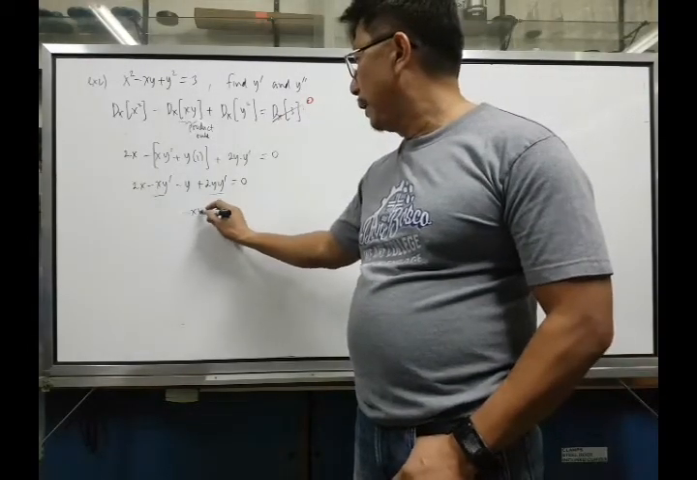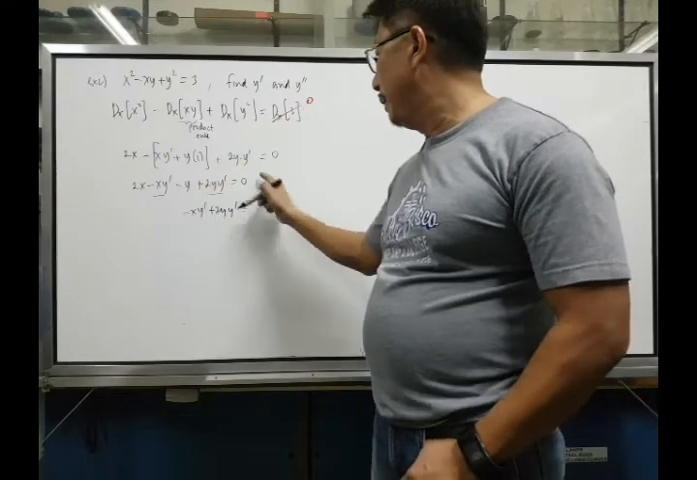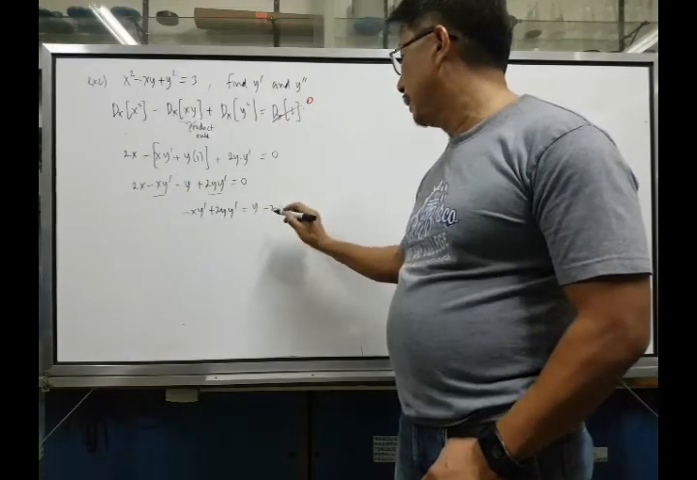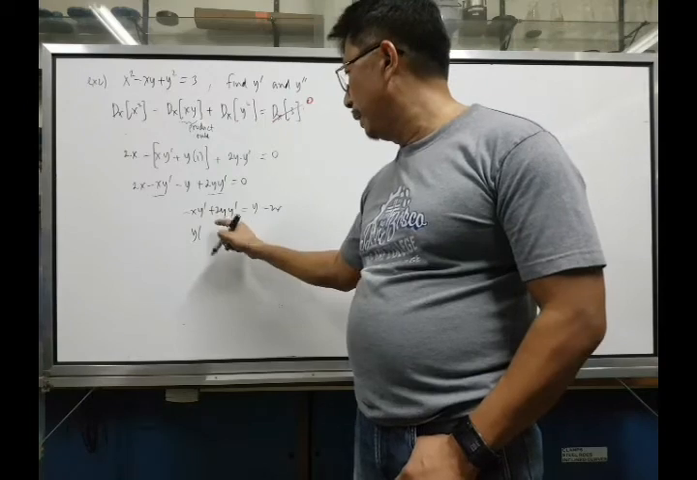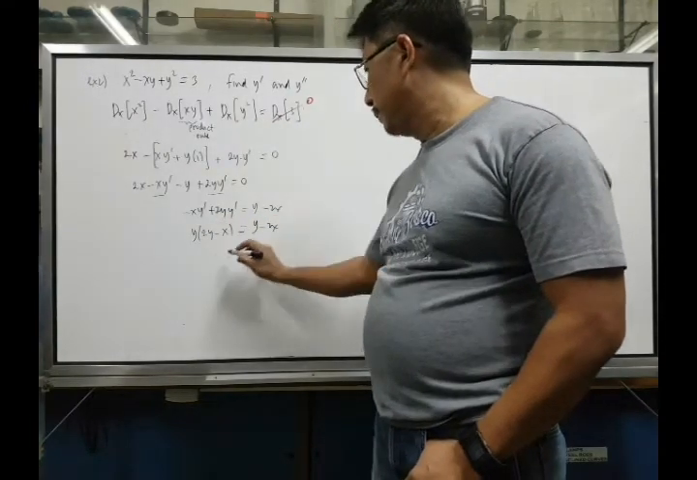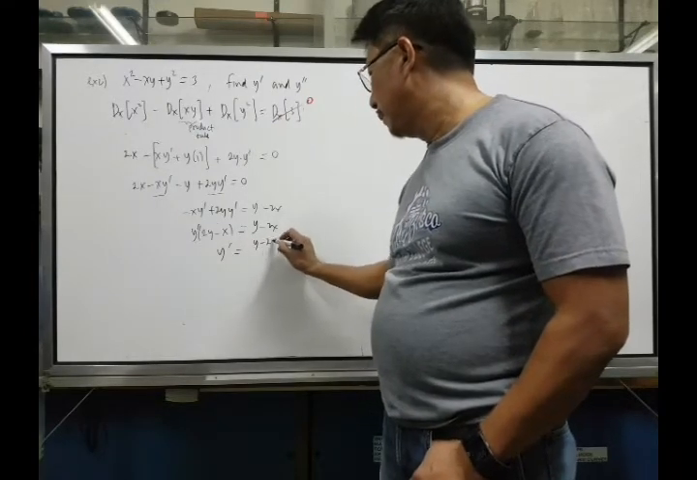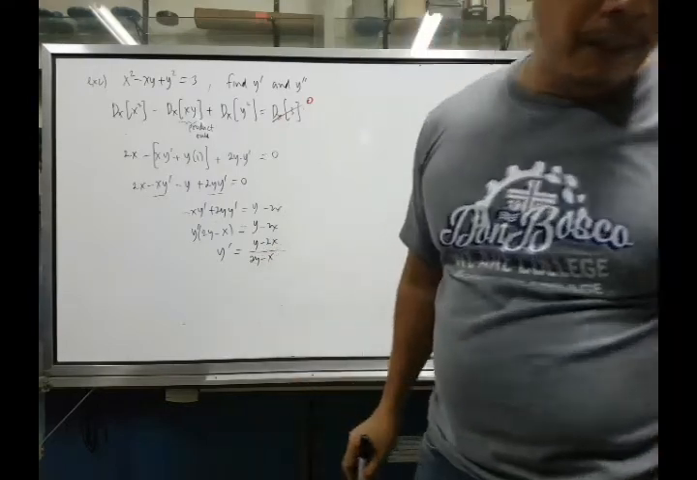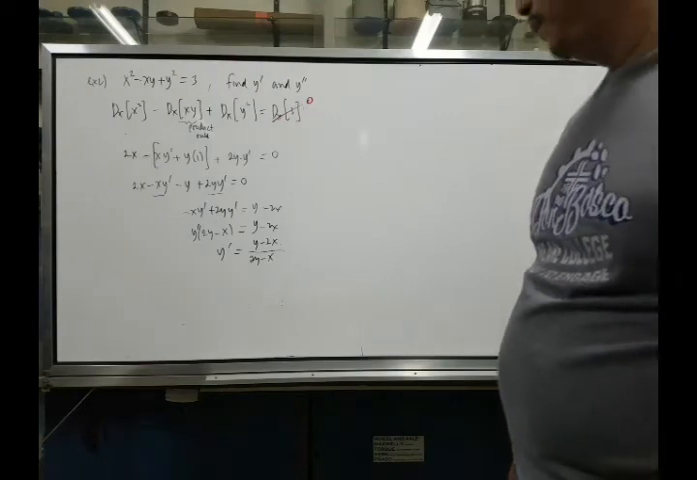So negative xy' plus 2yy'; negative y becomes positive y, and plus 2x becomes negative 2x. We will factor out y' and write (2y minus x) y' equals y minus 2x, and then y' equals (y minus 2x) divided by (2y minus x). Okay, so that is the value of y'.